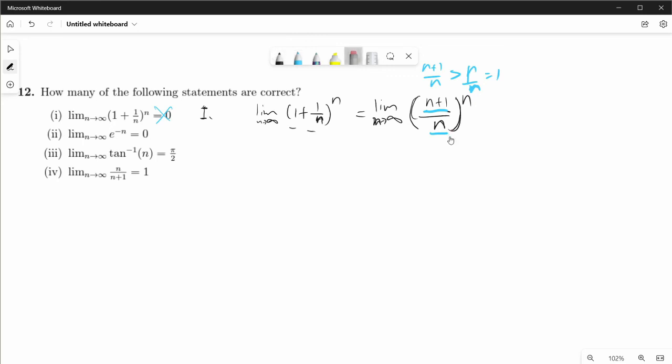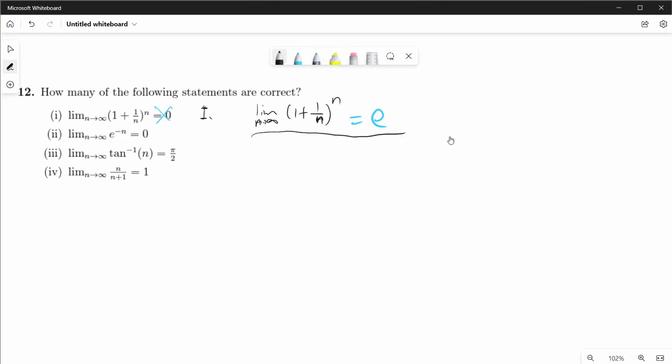But if you have done enough problems, you will realize this is actually the definition of e. This actually equals e. I think it's the first time someone in history wrote e in the first attempt to solve something, but this limit actually equals e, which is not 0, which means the first one is not correct.